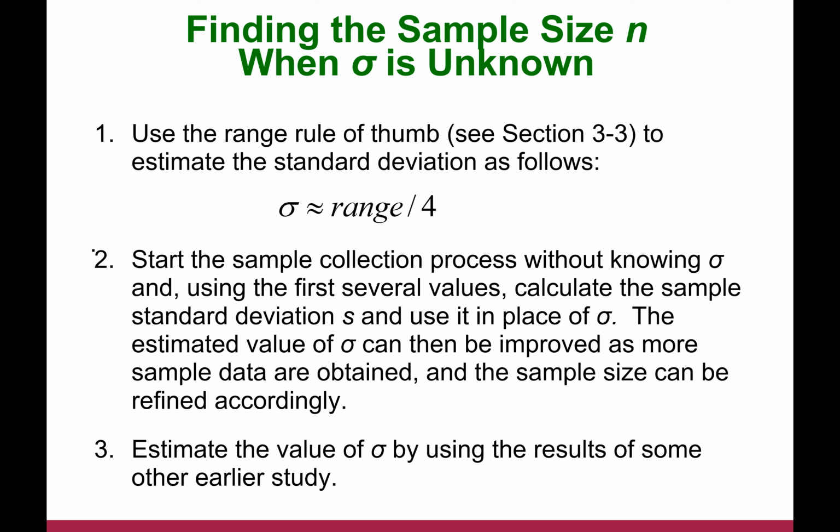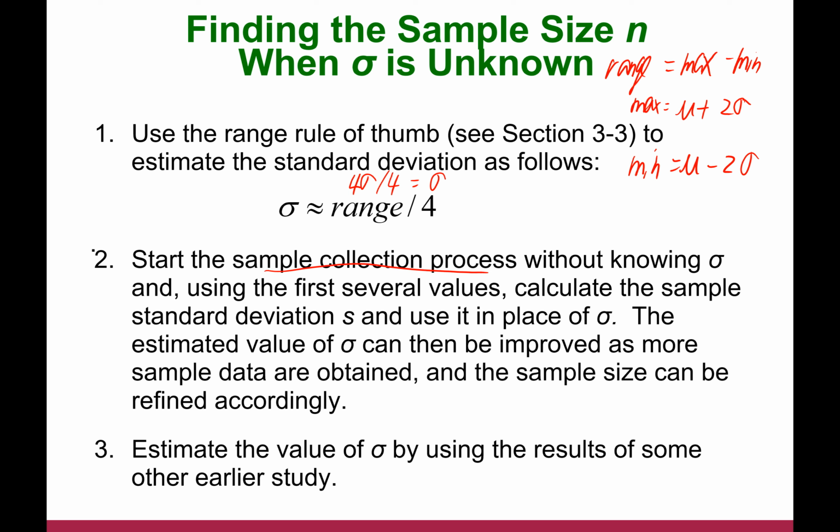Now, find the sample size n when sigma is unknown. Typically, we could estimate the population standard deviation using range over 4. Range is equal to maximum value minus minimum value, where the maximum value is the population mean plus 2 standard deviations and the minimum value is the population mean minus 2 standard deviations. If you find the difference, you get 4 standard deviations. Range divided by 4 becomes the standard deviation. So this is one way to estimate the population standard deviation.